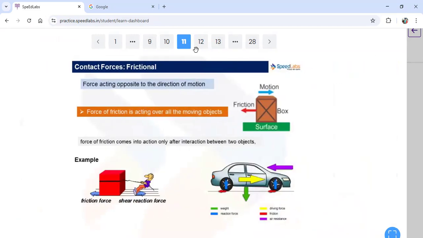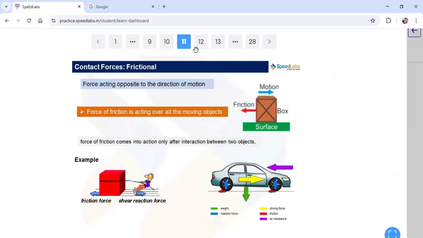Yes or no? Next, contact force, example, frictional force. Force acting opposite to the direction of motion. Suppose this is a surface, children, and the box is moving in this direction, right direction. So frictional force will be acting in the opposite direction, that is left direction. So force of friction is acting over all the moving objects. Force of friction comes into action only after interaction between the two objects. Whenever a car is moving, any box is moving, yes or no? So the force which is acting opposite to the motion is called frictional force, children.